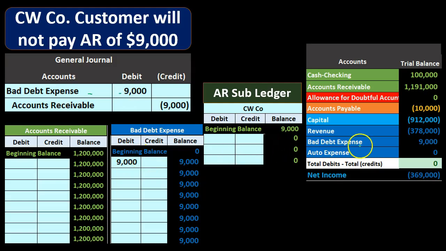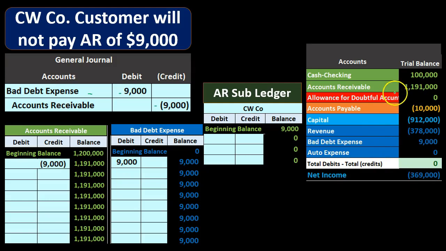That 9,000 is then represented here on the trial balance. The accounts receivable is going to go down because they don't owe us any more money or we've given up on it. The receivable is going to be credited. Here's the GL account, $1,200,000 going down by the 9,000 to $1,191,000. That is then represented on the trial balance as well. We can see on the trial balance that the revenue is now going down by the bad debt. The net income is being decreased at the point in time we determine that the bad debt would be uncollectible.